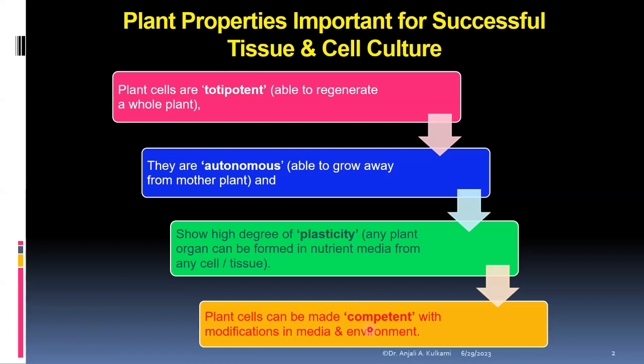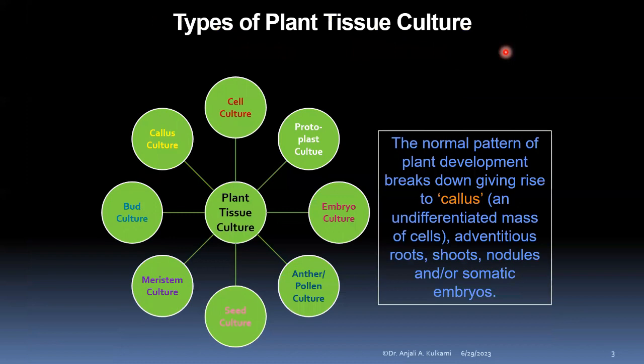And then plant cells can be made competent with modifications in media and environment. I'm sure all of you are quite aware of these things. So that is why the plant tissue culture and plant cell culture industry also has been highly successful due to all of these factors. So let us move ahead.